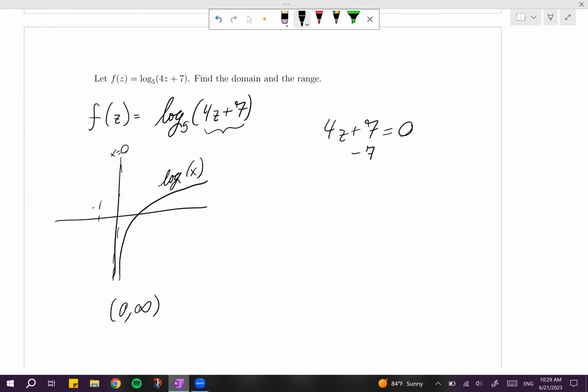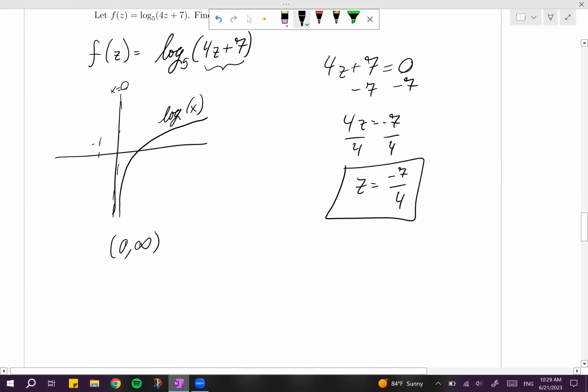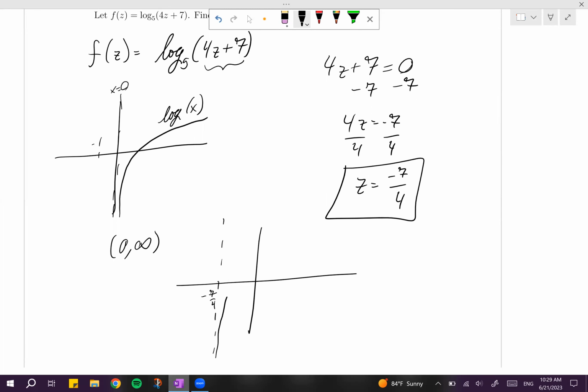So we're going to subtract 7. 4z equals -7, divide by 4, divide by 4. We get z is equal to -7/4. This is our vertical asymptote. We moved our vertical asymptote over to the left. So our graph is going to look something like this, -7/4. Our vertical asymptote is going to be right here, and our graph is going to look something like this.